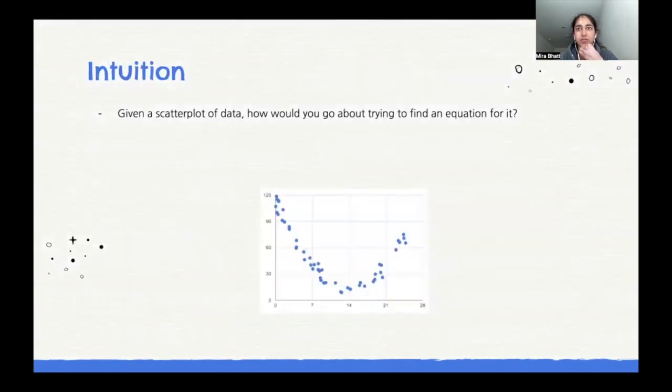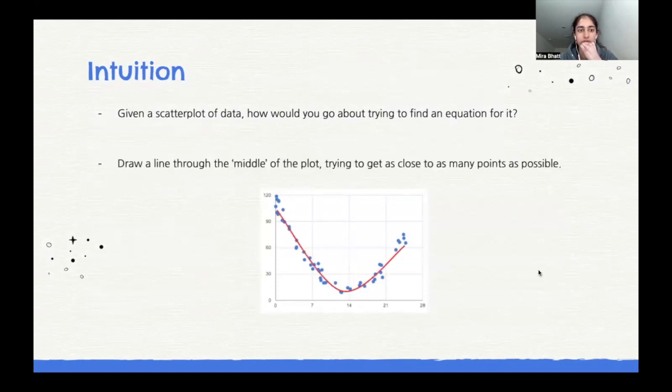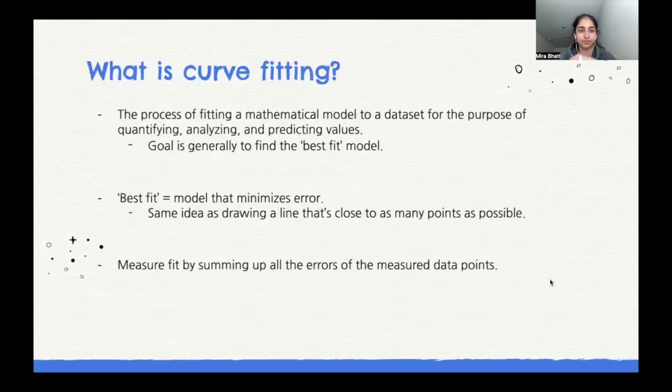So we can start with some of the intuitive background behind curve fitting. If I gave you the same scatter plot that we've seen already, and I said, I want you to find an equation for it, how would you go about doing that? I think a lot of us would say, I would draw a line through it and try to get as close to as many of the points as possible. This intuitively makes sense: I want my line to represent the data well. If it's as close to as many points as possible, then it makes sense that it would represent the data in a pretty thorough way.